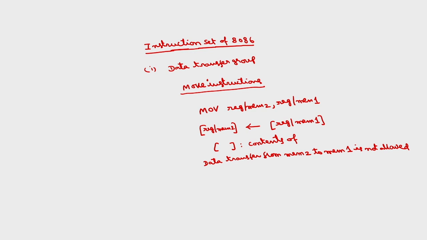Whereas there are some string instructions where we can transfer a string of data from one set of locations to another set of locations, which I will discuss later. Here, always the first register or memory will be the destination and this will be the source. If I take some examples, we have 3 possibilities as I have told: register to register, memory to register, or register to memory.